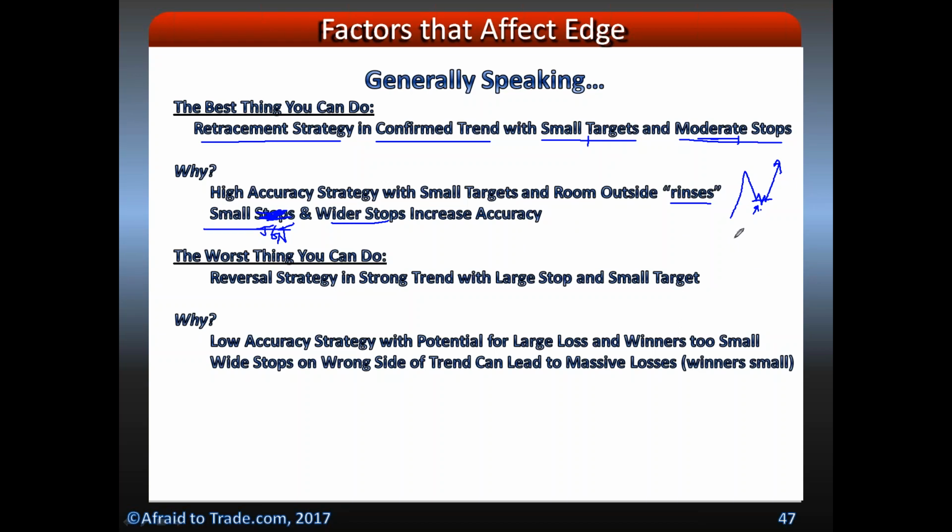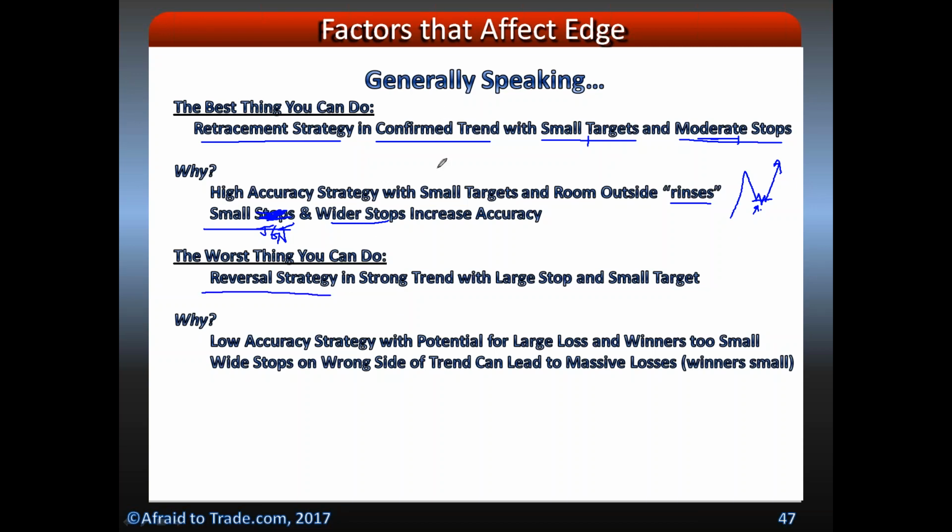You'll find that as you increase targets, your accuracy will decrease. As you increase stops, your accuracy will decrease. Vice versa. As you widen stops, your accuracy will increase. As you decrease or lessen your targets, accuracy will increase.